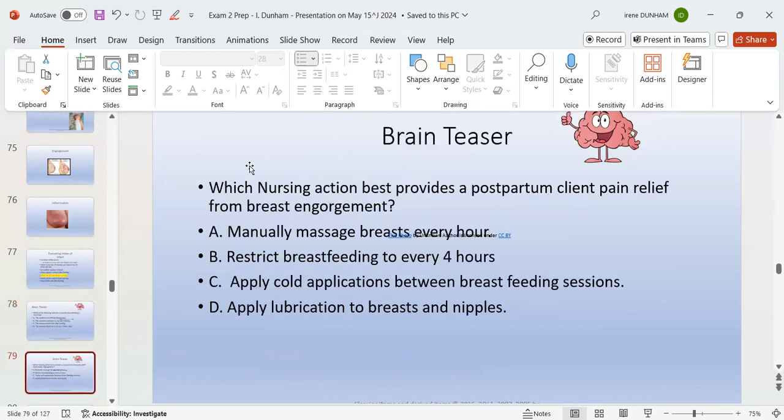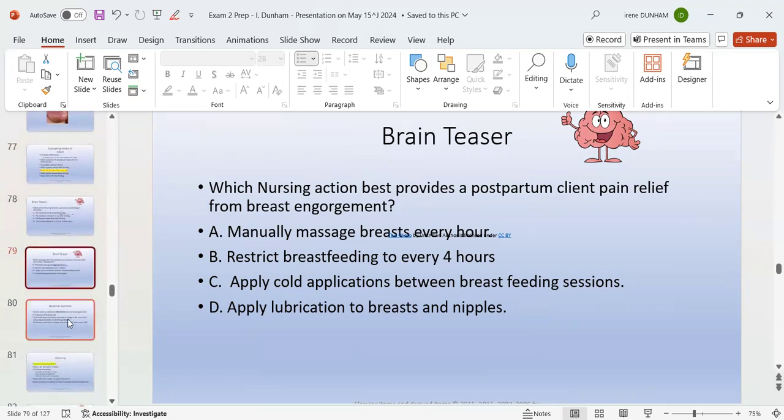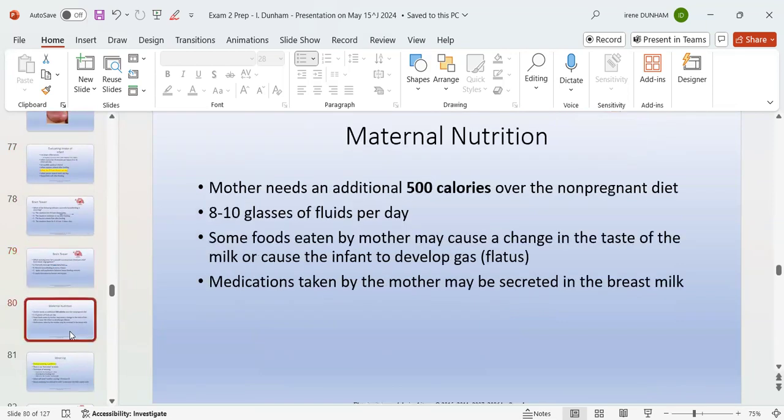All right, which nursing action best provides a postpartum client pain relief from breast engorgement? C. Yeah. And also, what works really good for that is cabbage leaves on the breast.